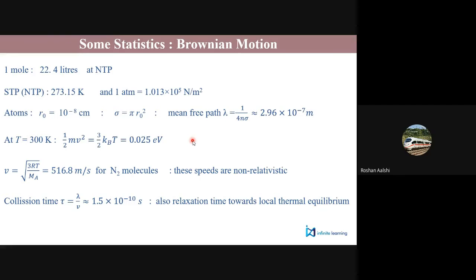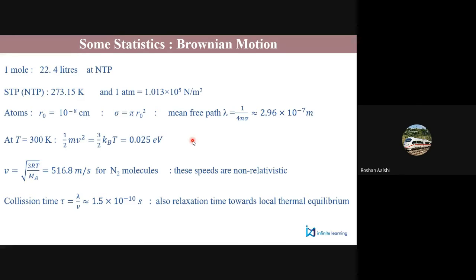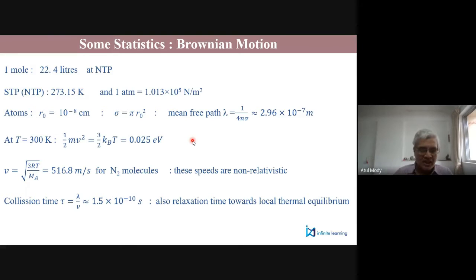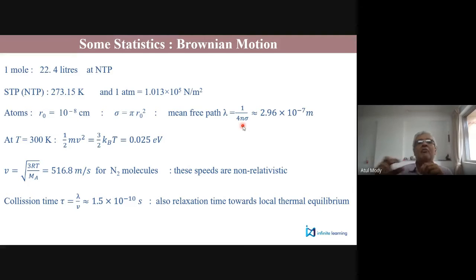Sir, now, what is n? Sorry, what is n? What is n? Where is it written? N, lambda equal to 1 upon 4 n sigma. N is number density, number of molecules per unit volume. Okay. You will have to calculate.